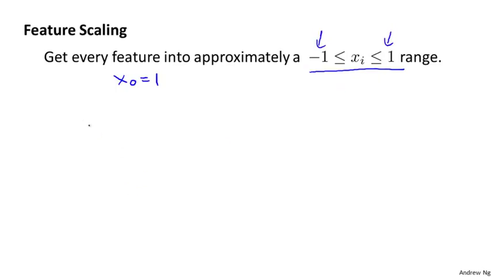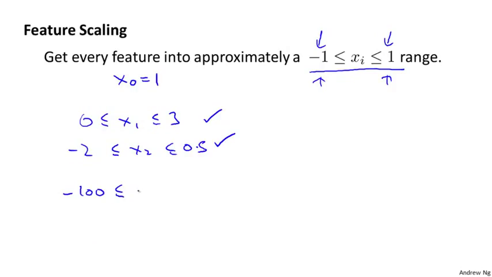So if you have a feature x1 that winds up being between 0 and 3, say, that's not a problem. Or if you end up having a different feature that winds up being between -2 and positive 0.5, again, this is close enough to -1 and +1 that that's fine. It's only if you have a different feature, say x3, that ranges from -100 to +100, then this is a very different range of values than -1 and +1. So this might be a less well-scaled feature.